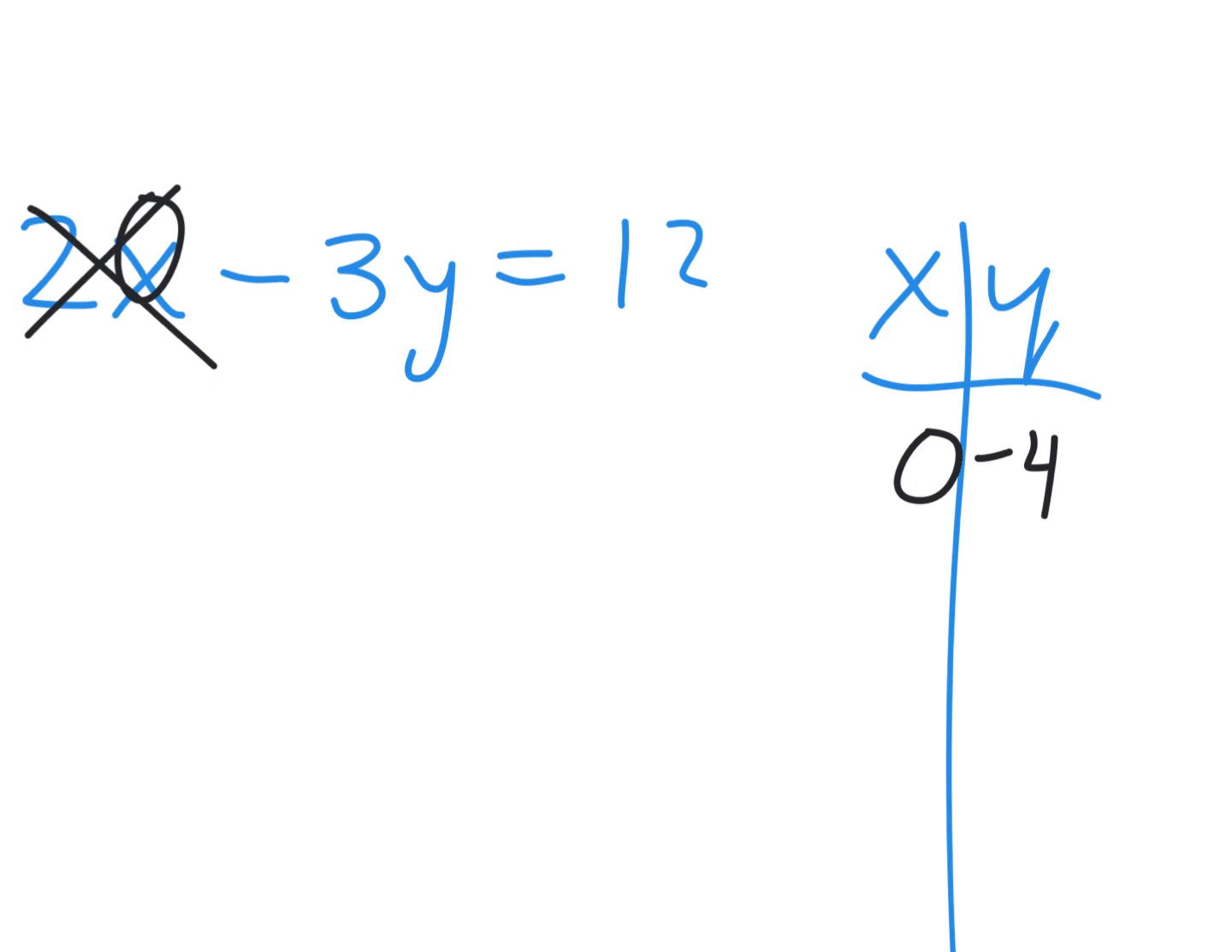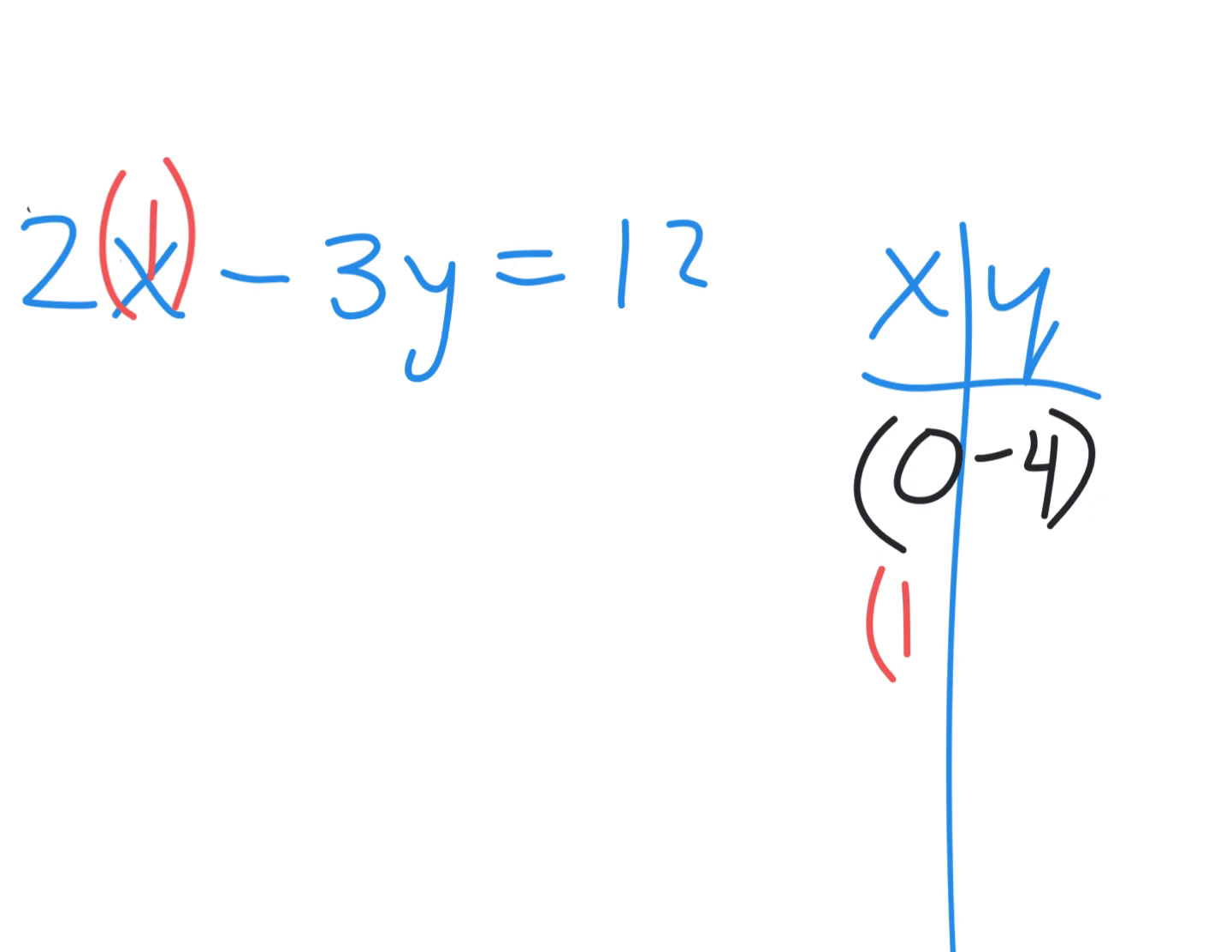Would you all please find me one more point? 0, -4 worked. Pick another number. Stick it in. Well, I don't know what number to pick. Pick any number. 1. Okay, 1. You don't have to use 1 just because he said 1, but I'm going to use 1. And now this is 2 minus 3y equals 12.